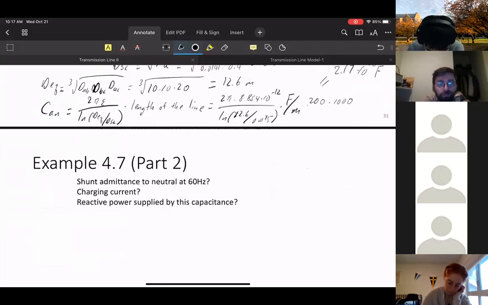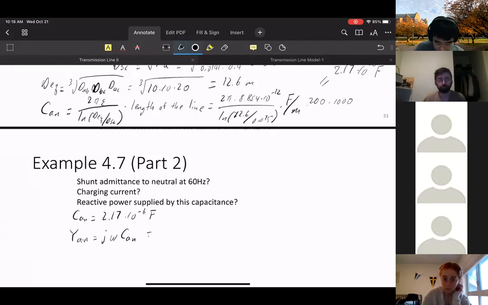This reactive power is supplied by this capacitance. As a reminder, we have C_AN, which is 2.17 times 10 to the minus 6 farad. So our admittance Y is j omega C_AN. Plugging in all these numbers, this is j 2 pi 60 times C_AN, which is j 8.19 times 10 to the minus 4 Siemens.